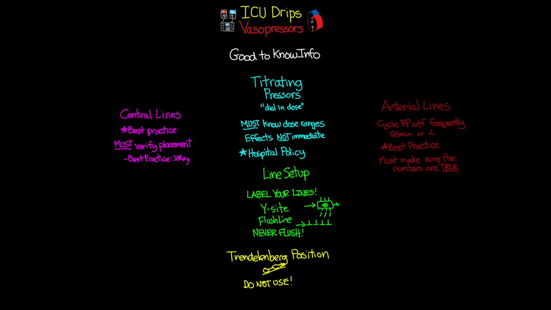We talked about central lines and A lines. They're both best practices that we should be doing. And finally, we talked about Trendelenburg, an old practice with old nurses. It's something you guys should not be doing. Hopefully you guys found this information useful here. I hope this gives you some information to be able to take out into your practice and provide great care for your patients.